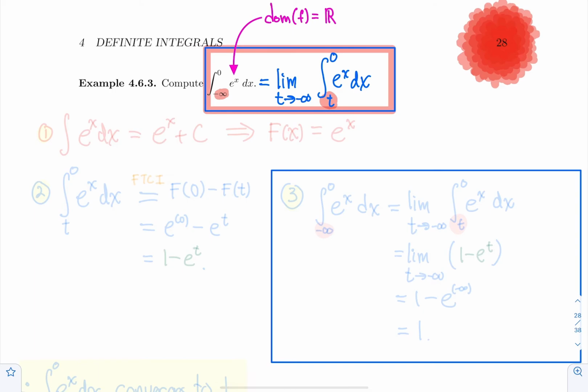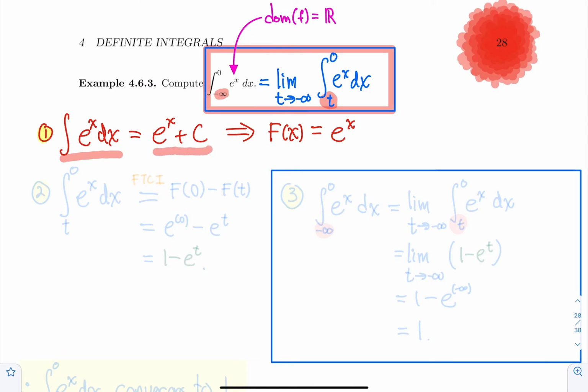The first step is to compute the indefinite integral of your function. So you forget about the limit, forget about the bounds. So here we go. The integral of e^x dx is equal to e^x plus c. So if we are going to use only one primitive, might as well use big F of x equal to e^x.